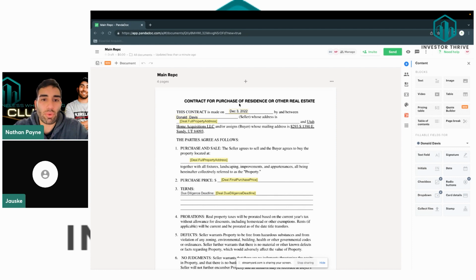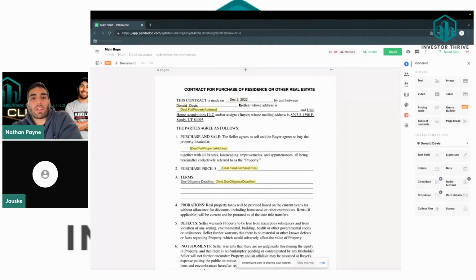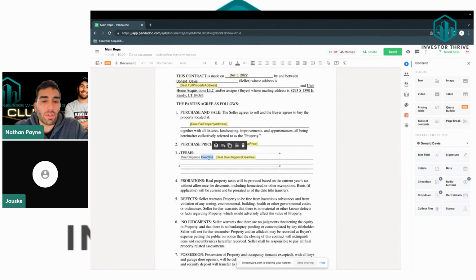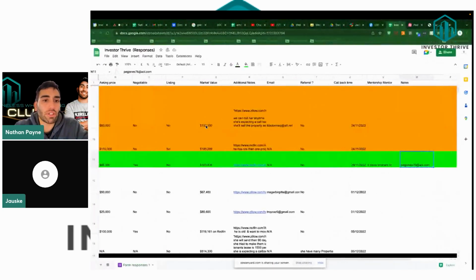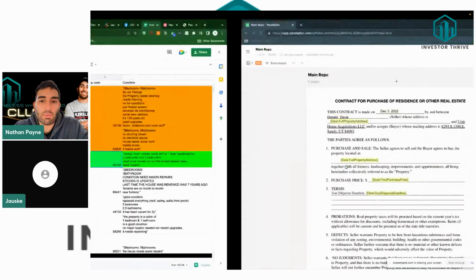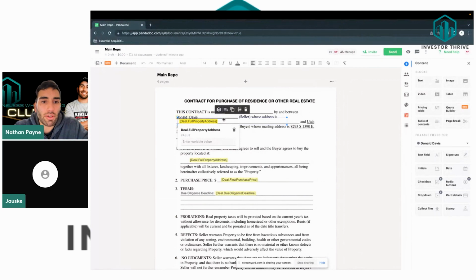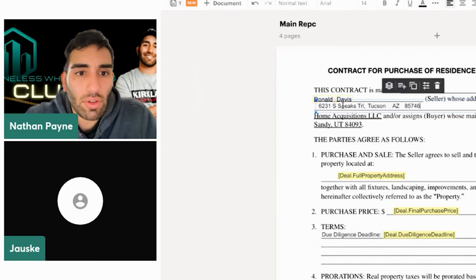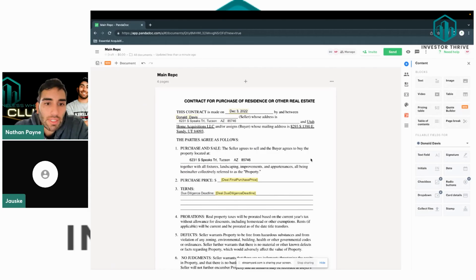So this is a contract for purchase of residence or the real estate. This is the one I use. You have access to it since you're a club member, and all you got to do is fill this thing out, man. It's pretty simple, and let's fill it out together. All right. So we got the address right here. Okay. So we're going to go copy and paste this bad boy in here, property address. Perfect. Okay. So that's the address.